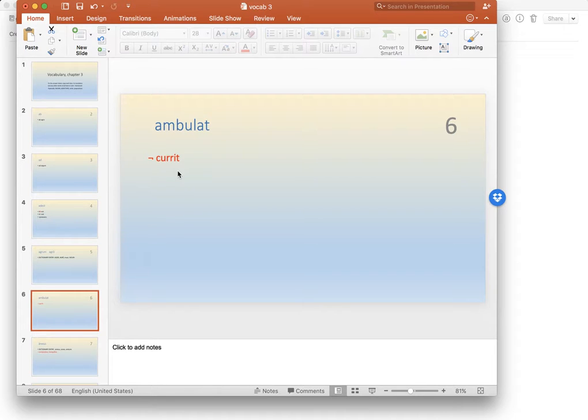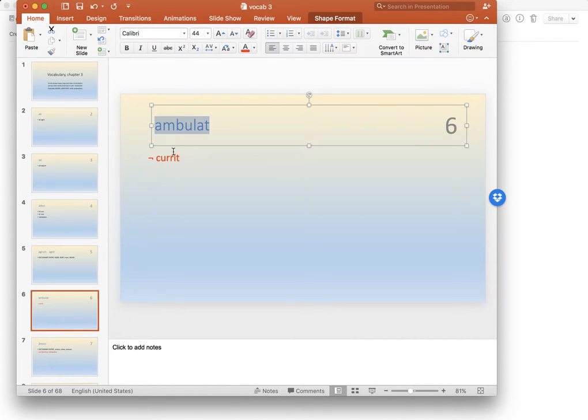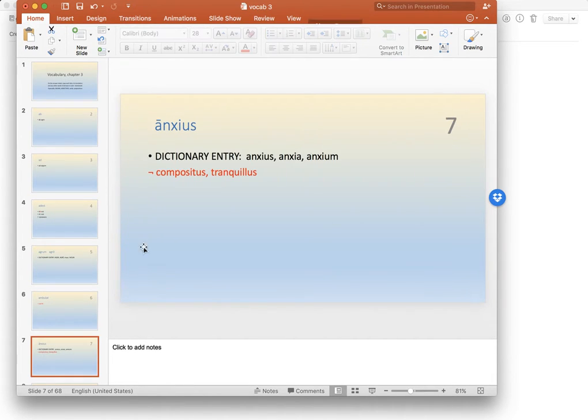Ambulat, walks. The opposite is currit, runs. Walks, runs. Anxius means anxious, just like in English. The opposite in Latin is compositus, composed, or tranquillus, tranquil.